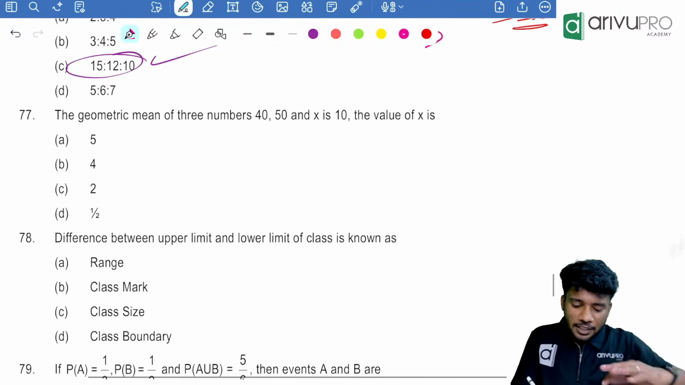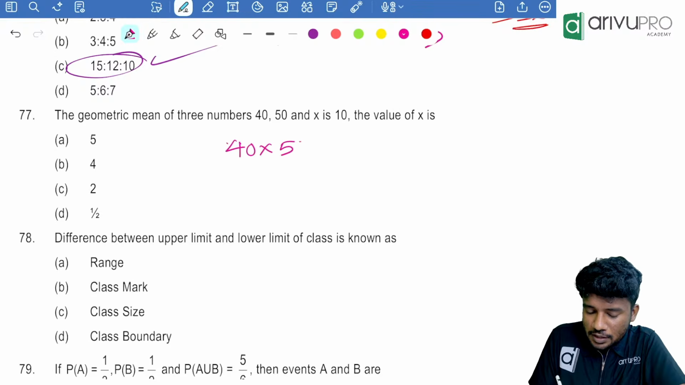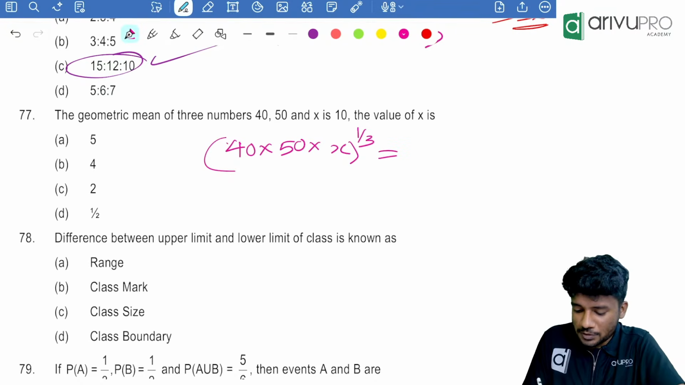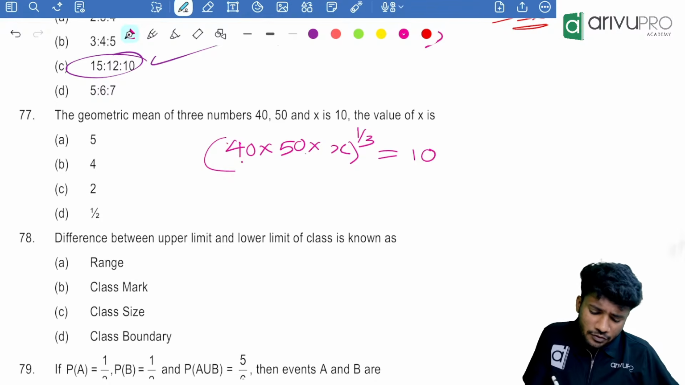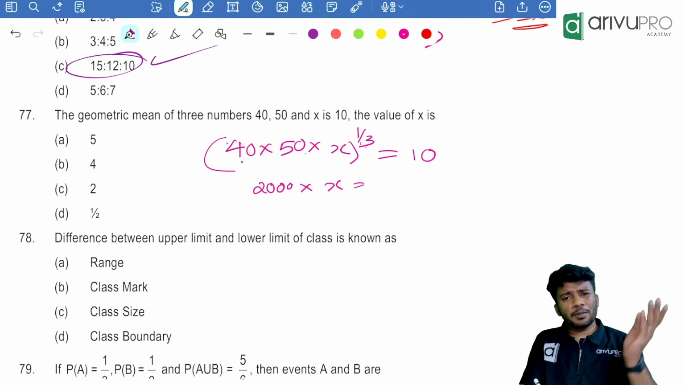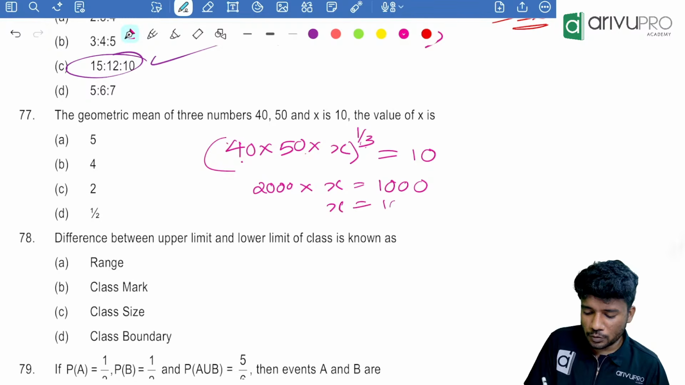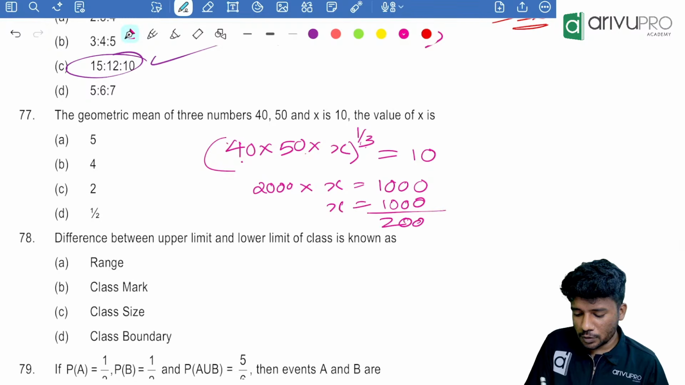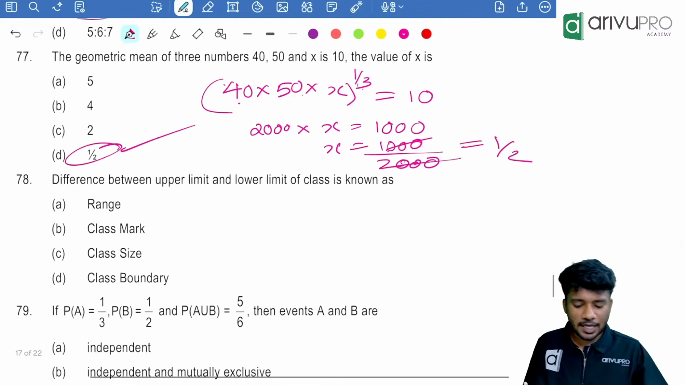Next one. Geometric mean of 3 numbers. Geometric mean means first term into second term into third term, the entire thing raised to 1 by total number of terms, is equal to how much? Now, people, 40 into 50 is how much? 2000 into x, which is equal to, this 1 by 3 goes to the other side, means I can write it as 10 cube. 10 cube is nothing but what? 1000. X is equal to 1000 divided by 2000. Cancel all the zeros. Answer is how much? 1 by 2. Option D is the answer.